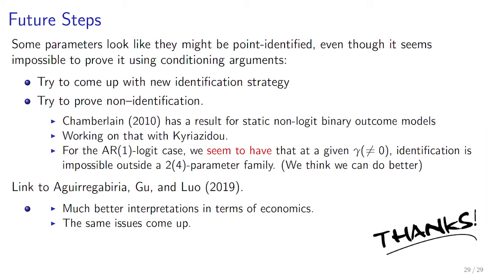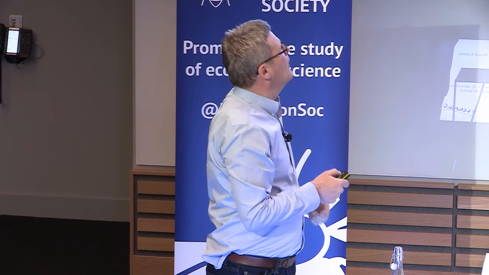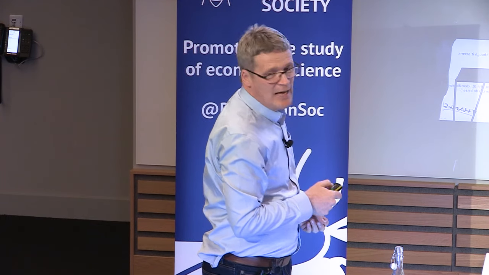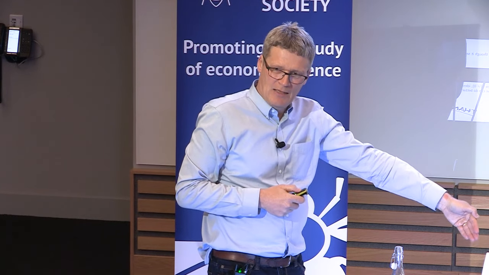But what we have been able to prove is that at a given point, we think we proved it, you have to be within a 4-parameter family of distributions, but then since there's always a location and a scale normalization, we're really down to a 2-parameter family of distributions that works at that gamma. Then if you want identification across all gammas, we hope that we can narrow it down to saying it is only identified at the logit.